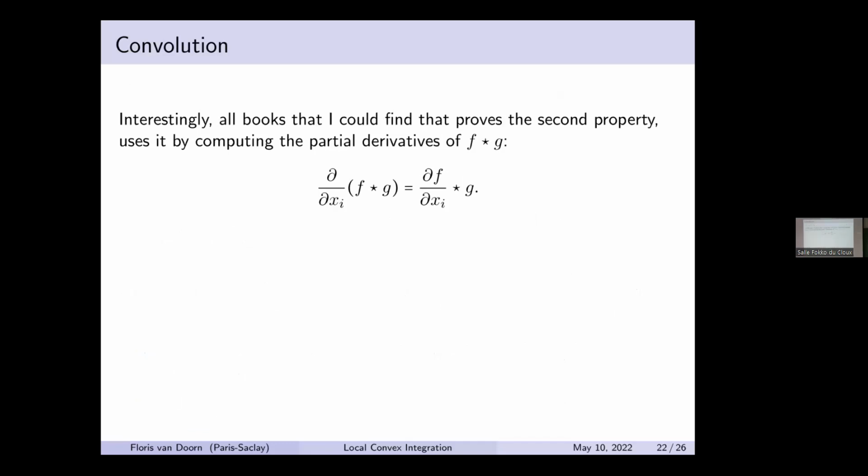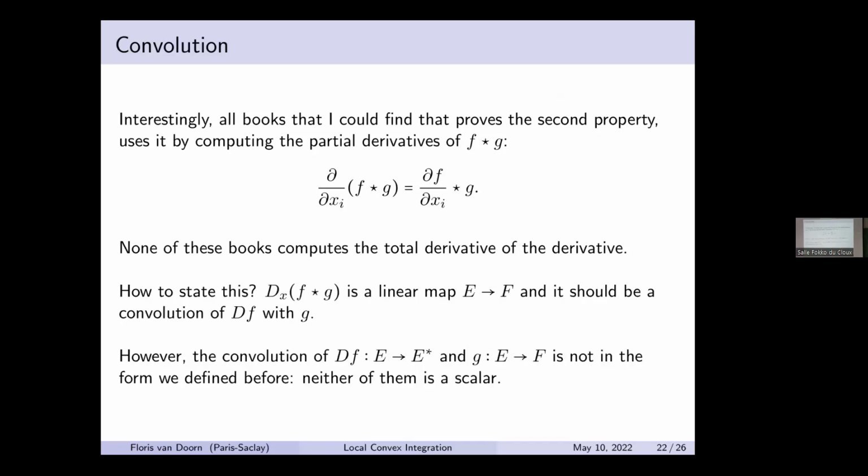So I talked about partial derivatives. We can compute the partial derivative of this convolution. But if you're a geometer, you might ask, why do we work with partial derivatives? Why don't we compute the total derivative of this convolution? This happened in none of the books we looked at. But it's also a little tricky. How do we even state this, the total derivative of the convolution?